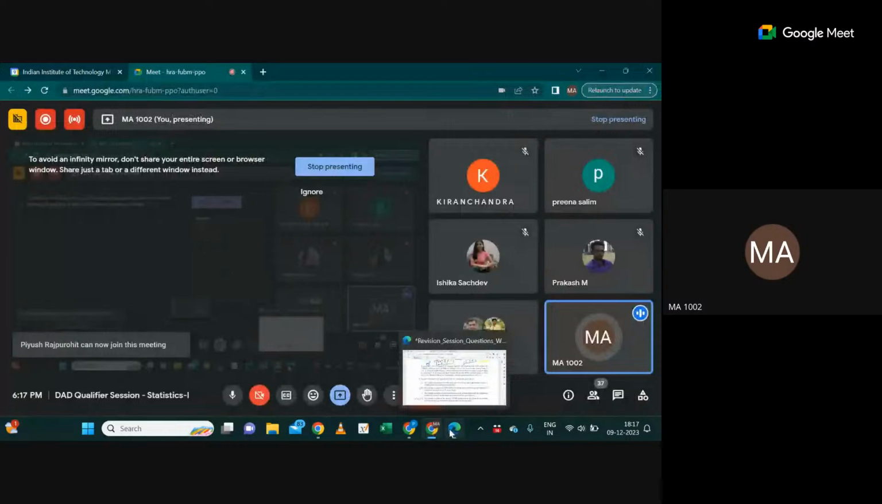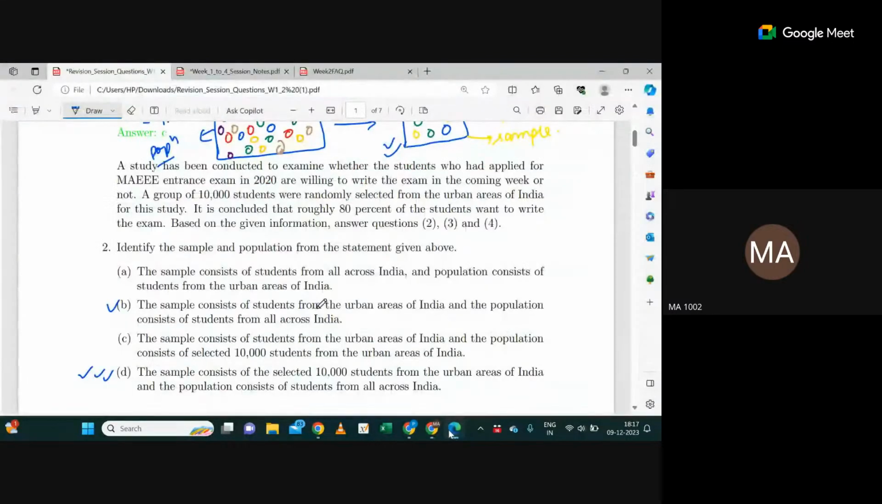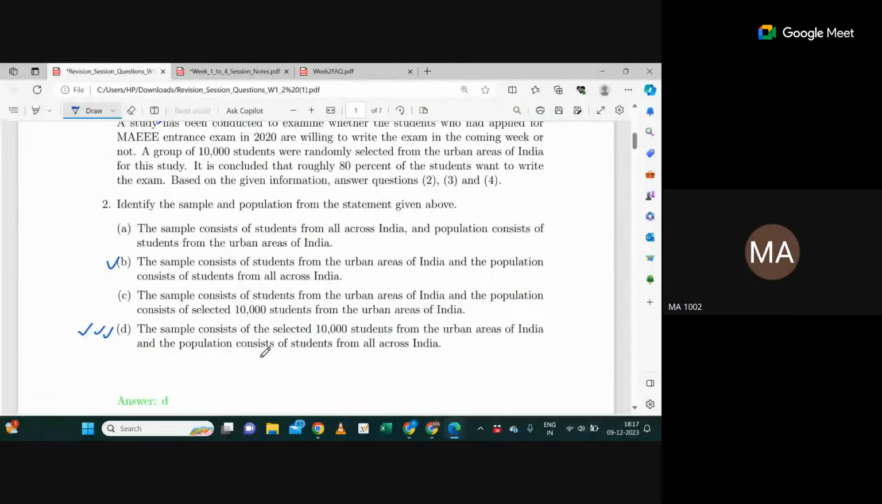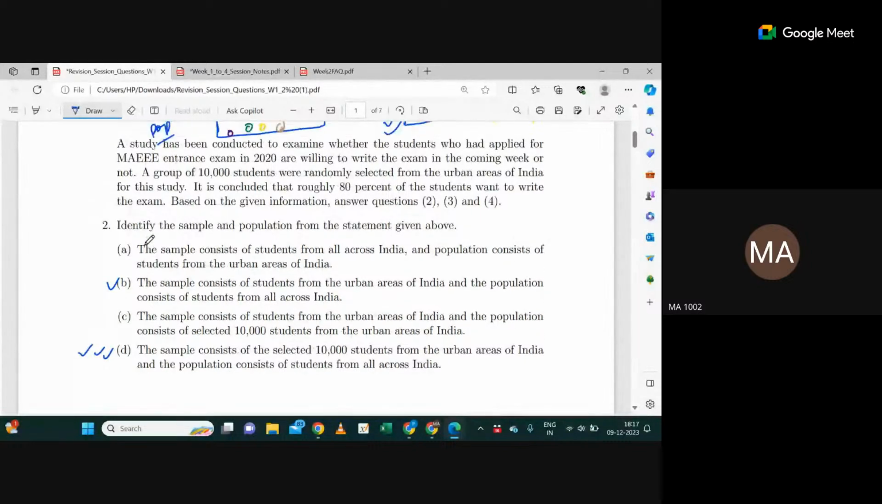Whenever you have a doubt, you can unmute and keep yourself muted otherwise. Okay. So actually, option D is the correct one. Why not option B? It's clearly mentioned we have selected 10,000 students from the urban areas for this study, right? While option B, what is it saying? The sample consists of students from urban areas. That means you are going to select all the students from urban areas, right? That is not correct. Okay, understood, sir.